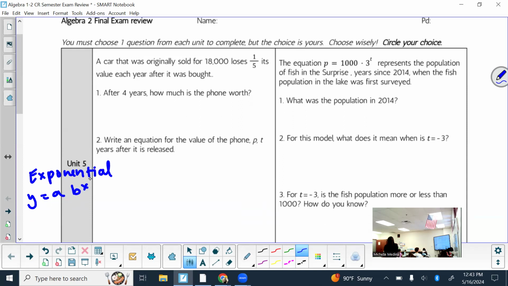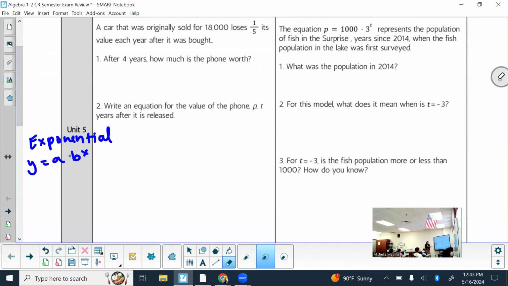Well, what variable in a situation is usually on the x-axis? I think someone said it. Time. Okay, so the exponent being x is usually our input. But if you want to put t so that you remember it's the time, then that might be more helpful for our exponential functions.